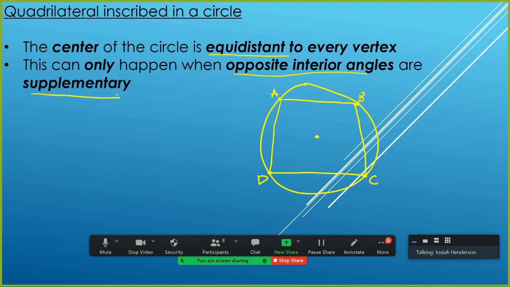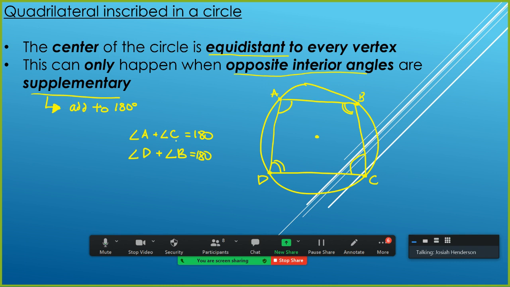It's been a while since we've used some of this language. Opposite interior angles are supplementary. Supplementary, what does this mean? It means two angles add to 180, or their sum is 180 degrees. Opposite interior. So opposite means across from each other. So angle A plus angle C. In this diagram, they're opposite angles. They add to 180. And B and D are opposite. And these add to 180. They don't equal each other. They add to 180. They're supplementary.